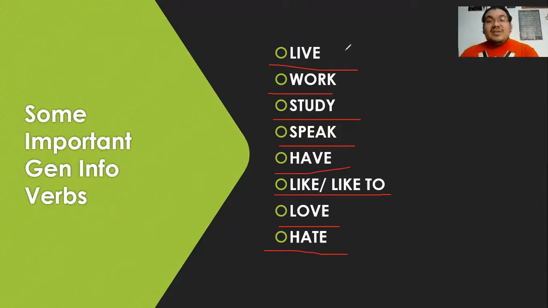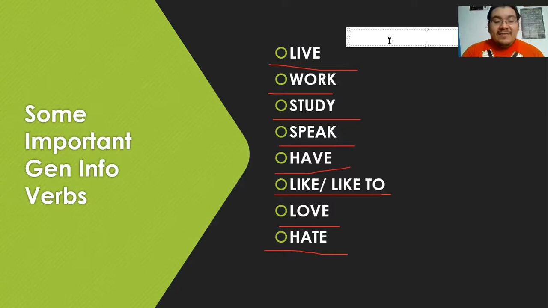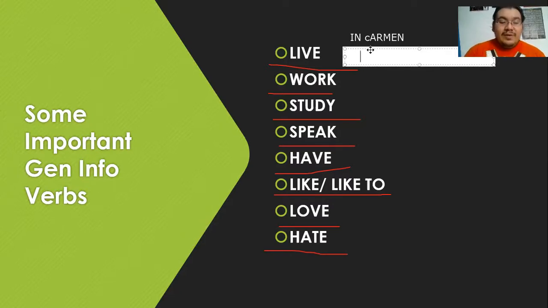Vamos a prestarle atención a algunos de estos verbos because we can apply them in different circumstances. Podemos aplicarlos en diferentes circunstancias. For example, if you talk about living, por ejemplo, si hablaran de vivir, we can say, I live in Carmen. Yo vivo en Ciudad del Carmen. But you can also make sentences like, I live with my parents. Yo vivo con mis papás.